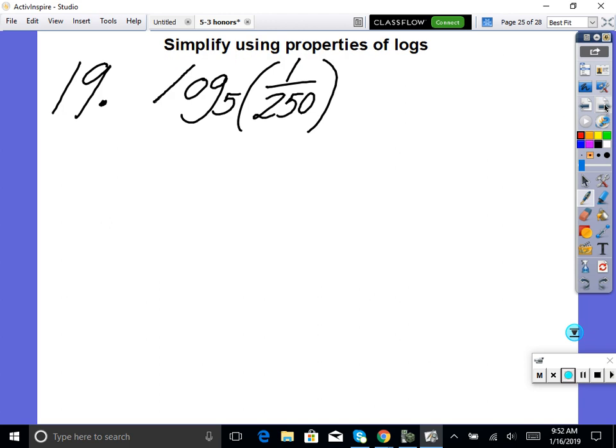Okay, right here, this is 19. I think this one is on the homework, by the way. Log to the base 5 of 1 over 250. Now, once again, base 5s we like, because that's going to help us simplify easy. So we have log to the base 5 of 1 over 250, let's write some 5s.